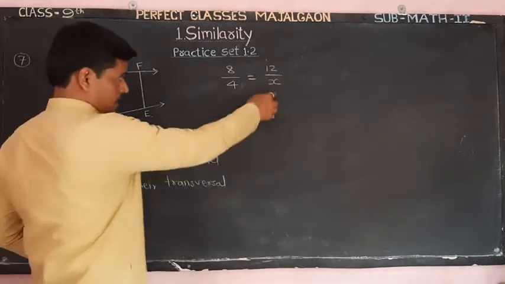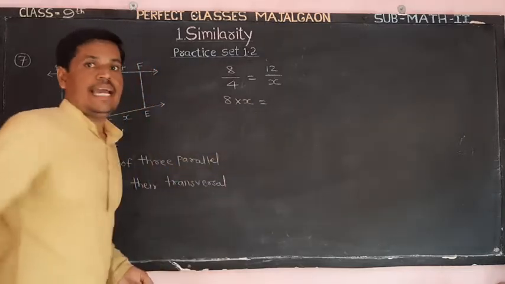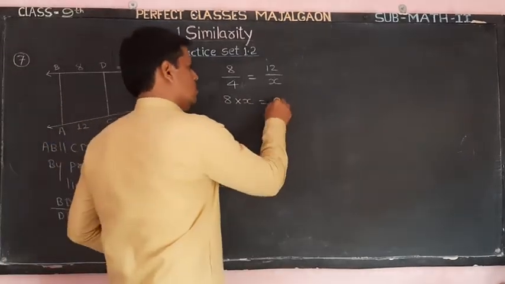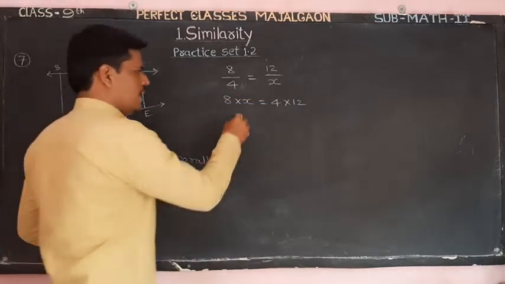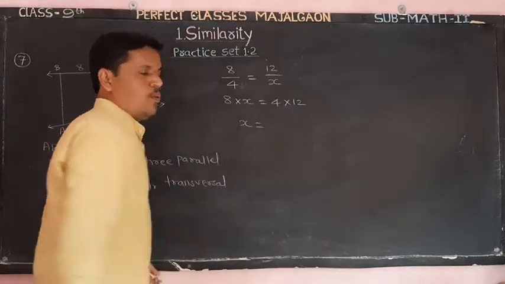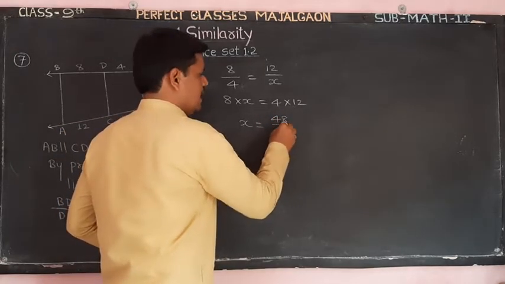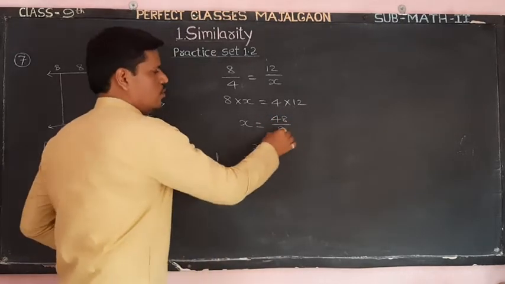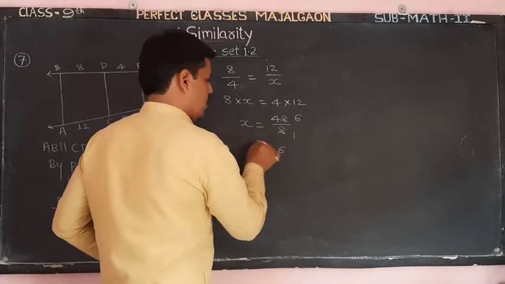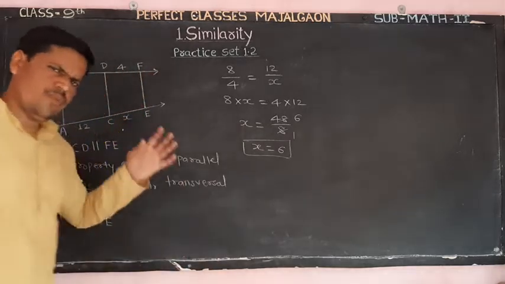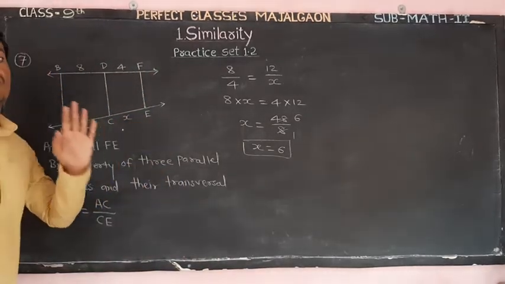Now by cross multiplication, take 8 into X and 4 into 12. Take this 8 to the right side. Here we get X equal to 48 divided by 8. Therefore, X is equal to 6, since 8 times 6 is 48. Here we find the value of X. X is 6. How to find the value of AE?